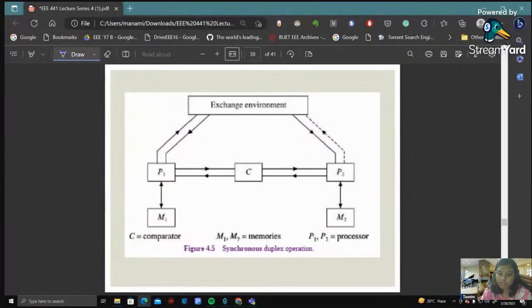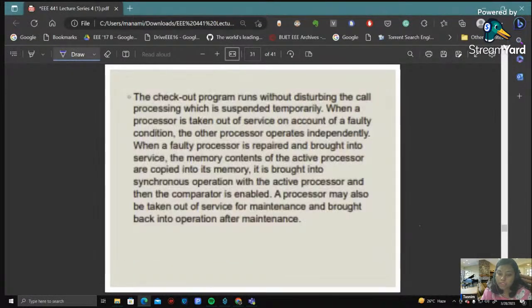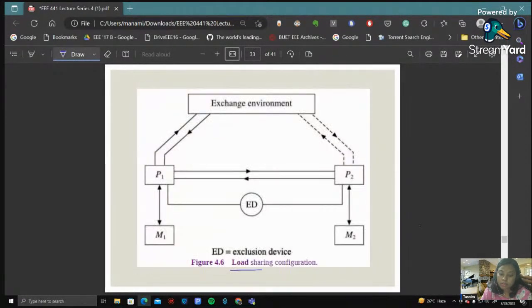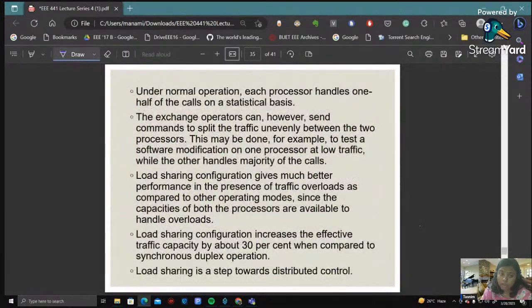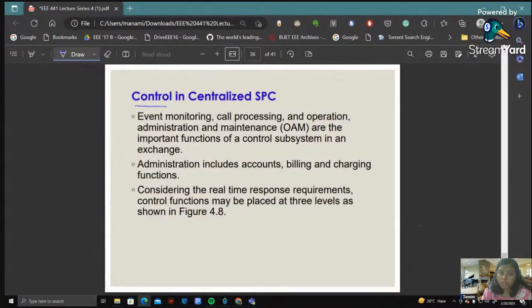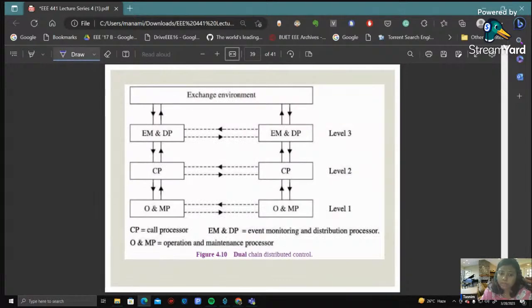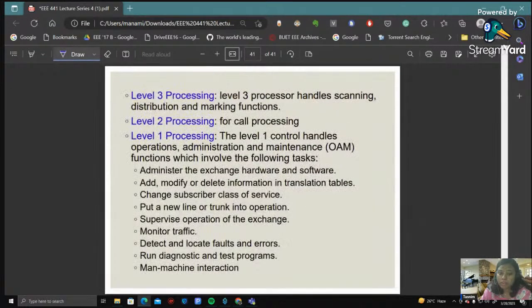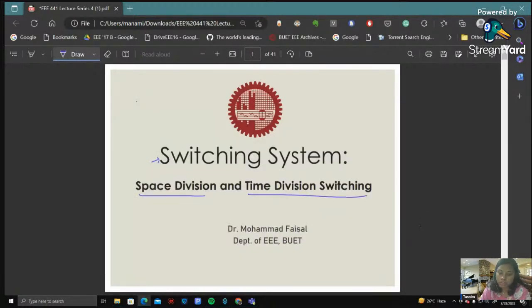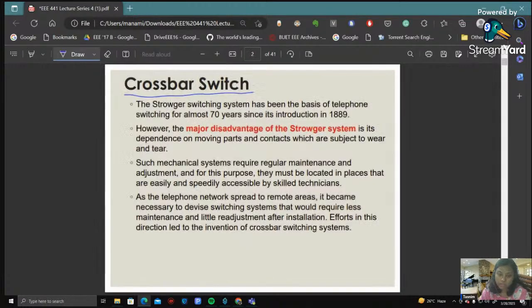So we have synchronous duplex operation, and then we will go through the load sharing configuration for the centralized one. Control in centralized SPC is on the topic, and then we'll finally go through the distributed SPC. Then we have level 3 processing, level 2 processing, and level 1 processing. So this was the table of contents. Now we proceed to the switching systems, space division and time division switching.